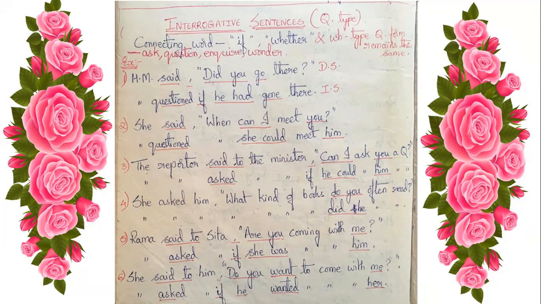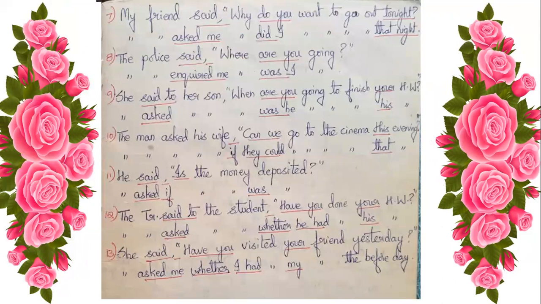She said to him, "Do you want to come with me?" She asked him if he wanted to come with her. Some more examples. My friend said, "Why do you want to go out tonight?" My friend asked me why I wanted to go out that night. Today will become that day. Tonight will become that night.